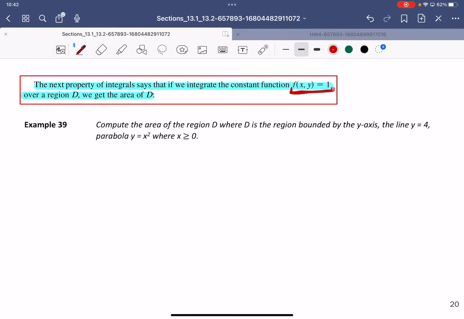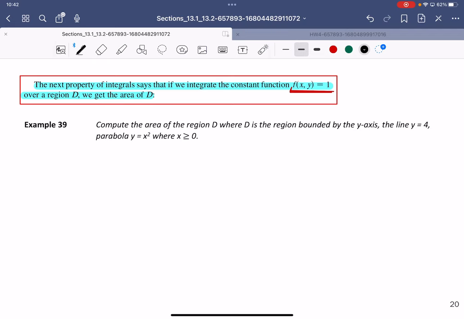So you're gonna get the area of the region. That is what you did. So example 39, I want you to compute the area of the region D, where D is the region bounded by the y-axis, the line y equal to x, the line y equal to 4, and the parabola y equal to x squared, where x is greater than or equal to 0. So let's try to do this question together.